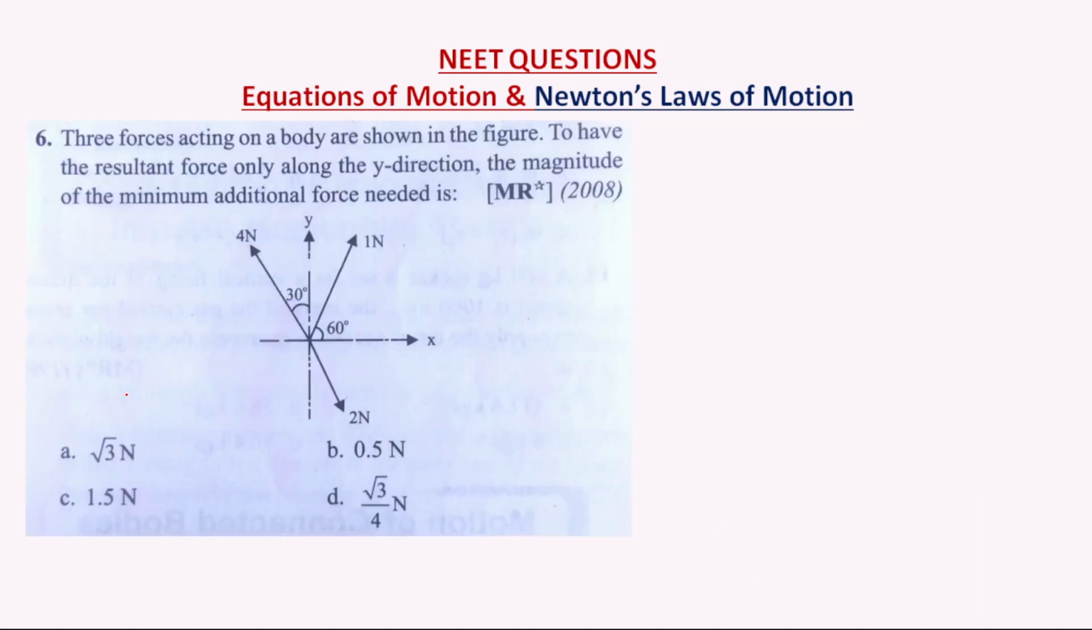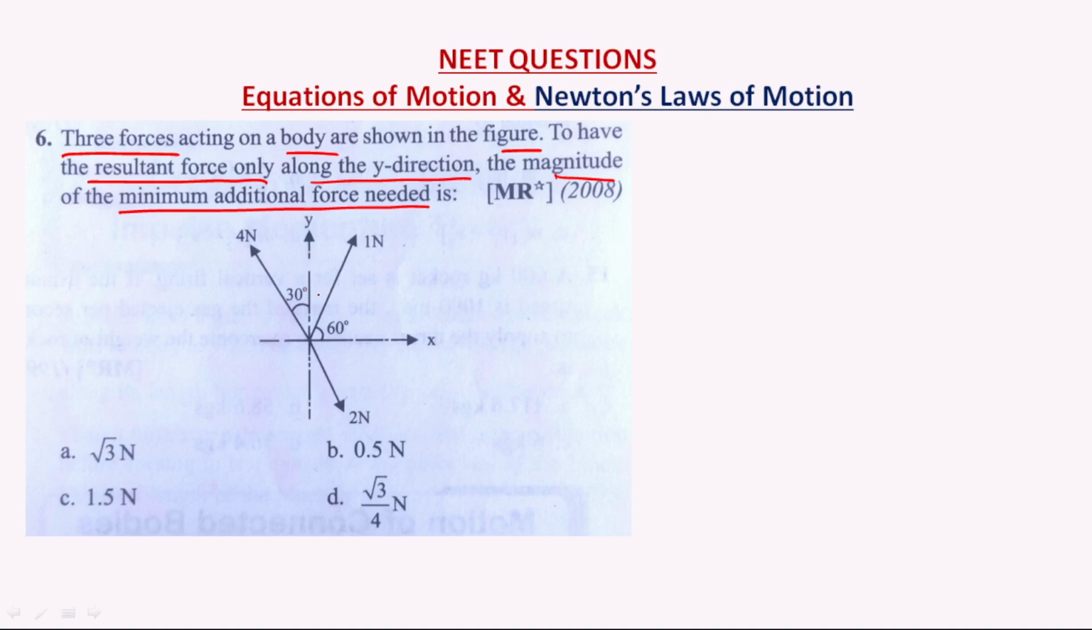Question number 6. Three forces acting on a body are shown in the figure. To have the resultant force only along the y direction, the magnitude of minimum additional force needed is. So how will we be solving? If we make the diagram, let us see in the diagram itself.